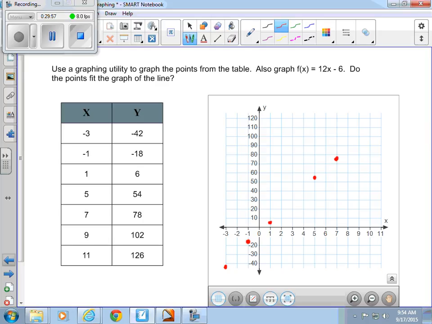9, and 11, 1. Okay, so I plotted those points. And then it says graph 12x minus 6. Do you know how to do that by hand? And we've done that before, right? Last test, we did that. -6 is the y-intercept.